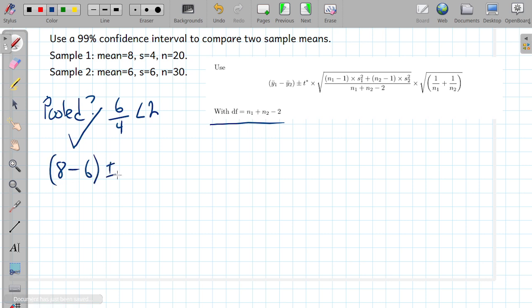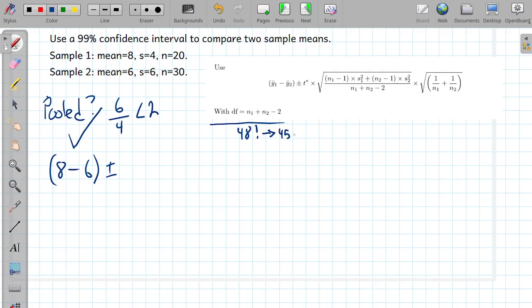Now the critical value. Well, if the degrees of freedom are the sum of the two sample sizes minus 2, then we have to use 48 degrees of freedom. But of course, 48 degrees of freedom is not on the table, so we have to round it down. Never round up. And I believe the table I have is 45 degrees of freedom.